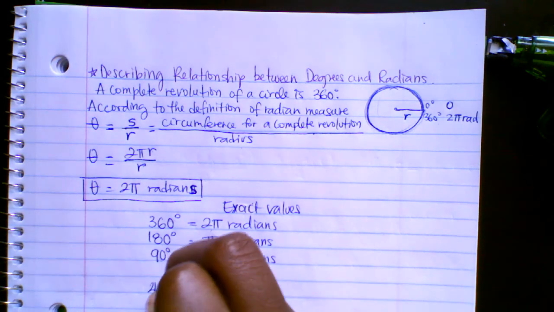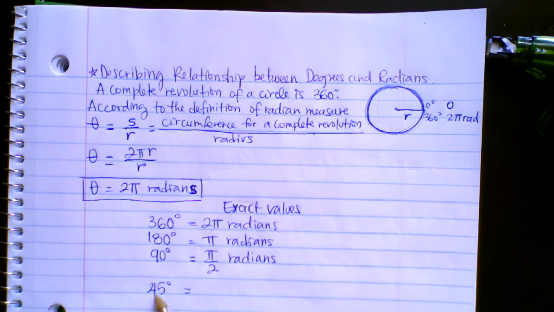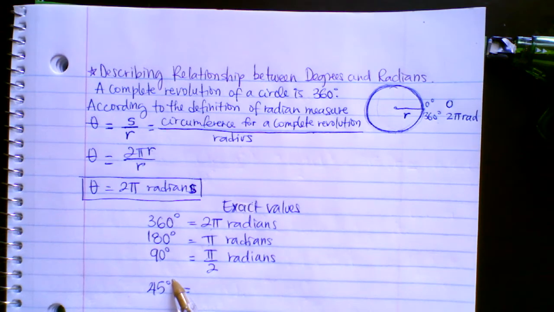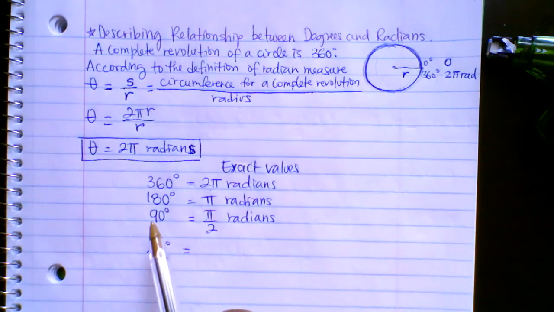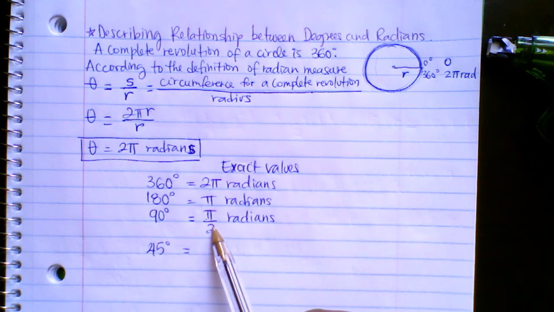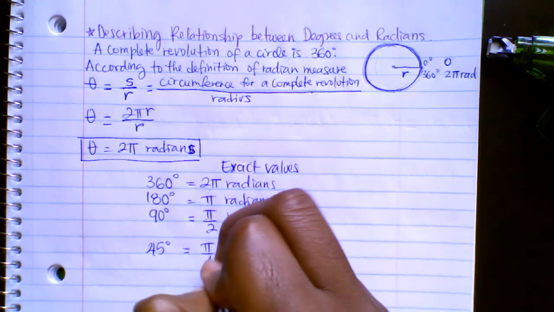And what about 45 degrees? What is the equivalent in radians for 45 degrees? To go from 90 to 45, I divided by 2. So I take pi over 2 and divide it by 2. I end up with pi over 4 radians.